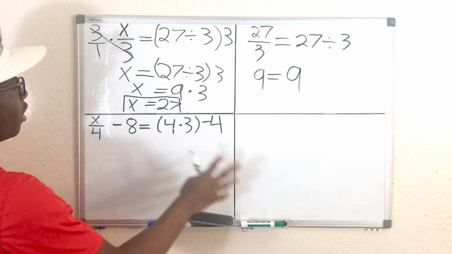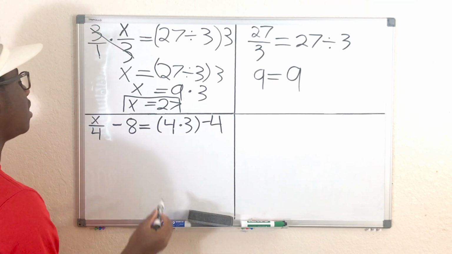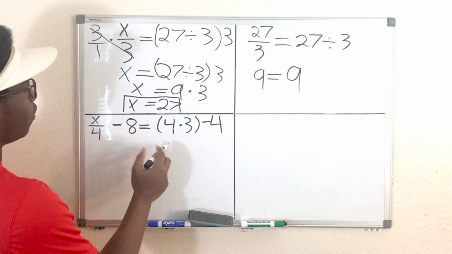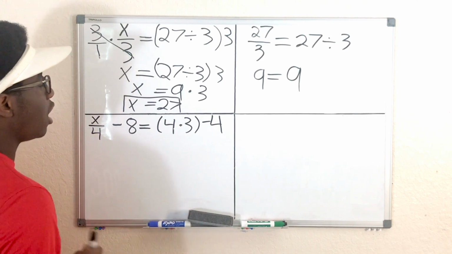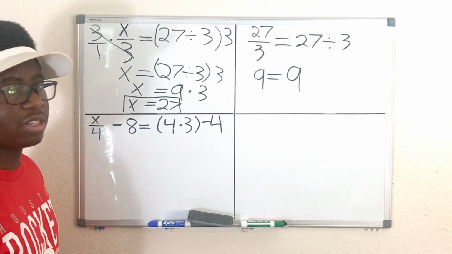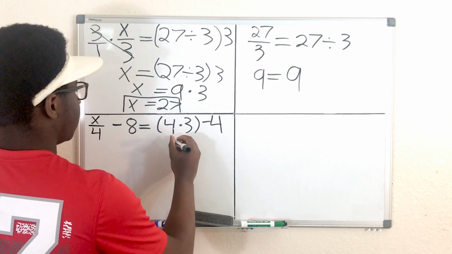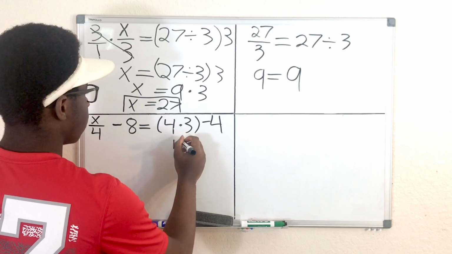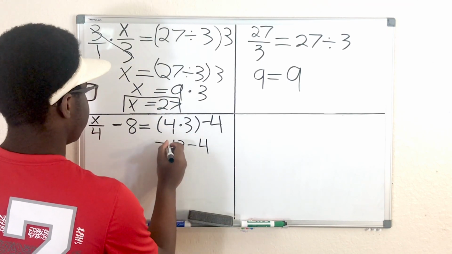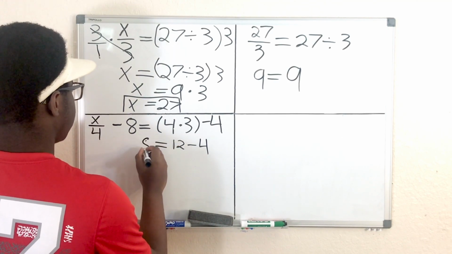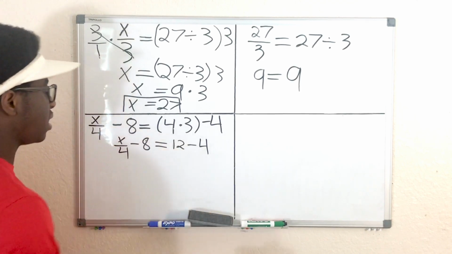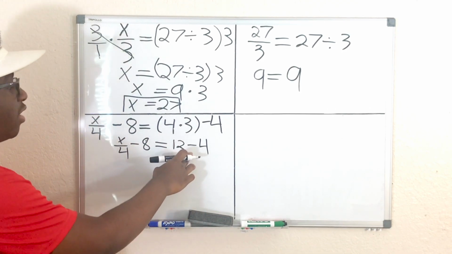Alright, so let's break this problem into a smaller size. So we have X divided by 4 minus 8 is equal to 4 times 3 minus 4. Automatically my eyes move to this 4 times 3 because it's not simplified. So we can bring this down to 12 since 4 times 3 is 12 minus 4. Bring everything else down. We have X divided by 4 minus 8. So now we're set. But of course this isn't simplified all the way as well.